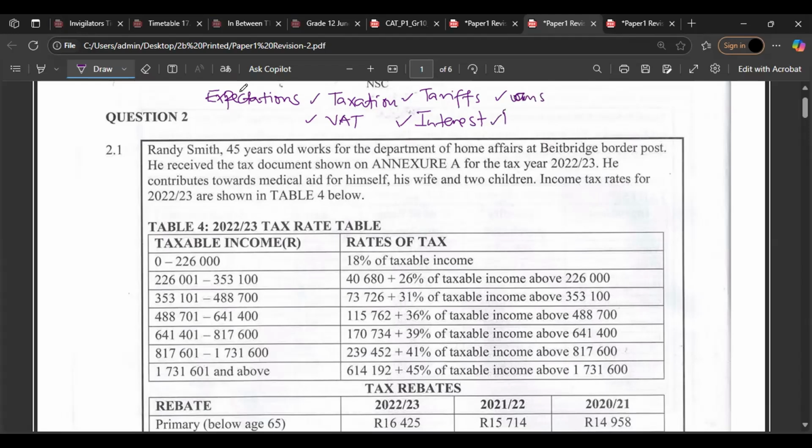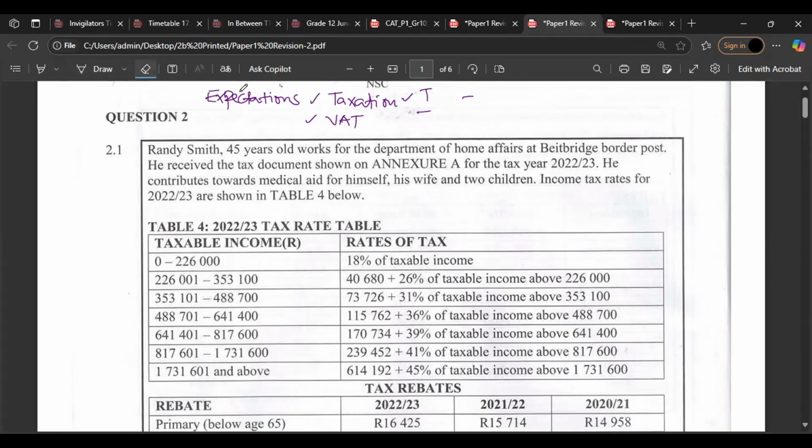Everything at bank statements, household documents, bank statements. This is finance. Then the other part will be data handling.